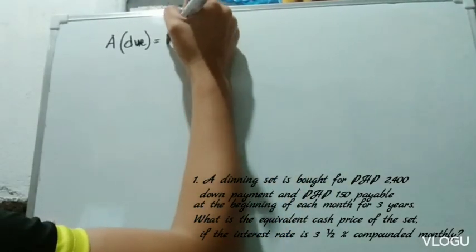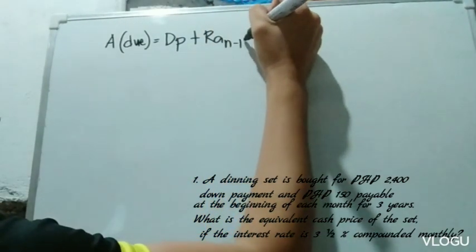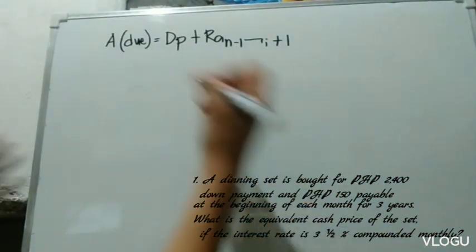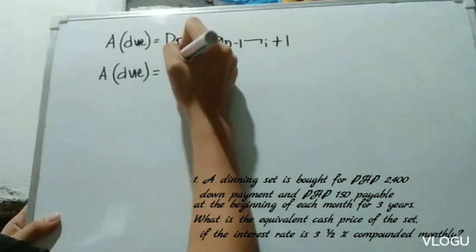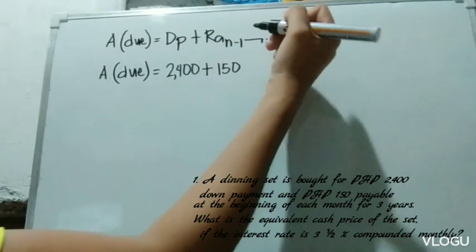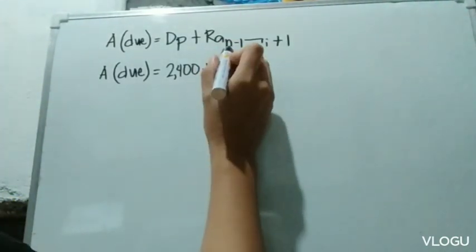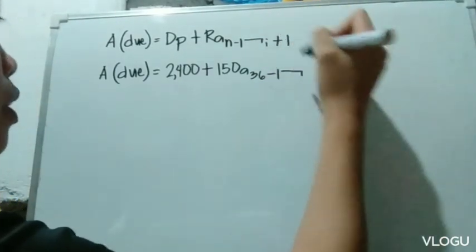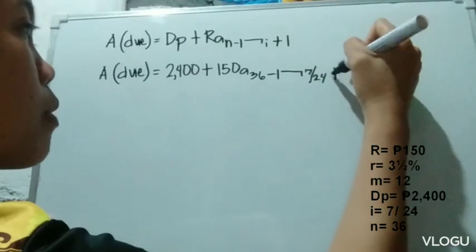So the formula that we are going to use is A due is equal to DP, or down payment, plus R a angle N minus 1 at I, plus 1. So let's start to answer. A due is equal to our down payment, or DP, is 2,400 pesos plus our R is 150 pesos, a angle N, our N is 36 minus 1 at our I is 7/24 plus 1.